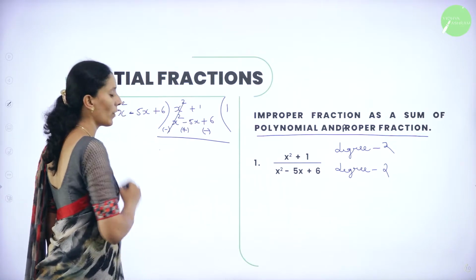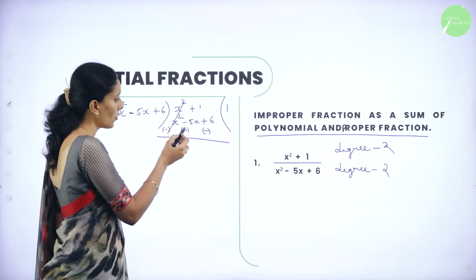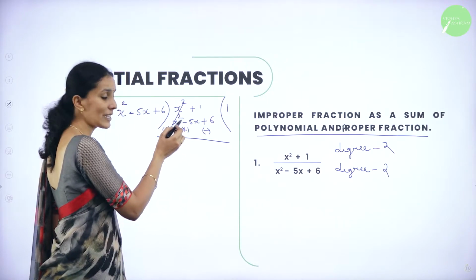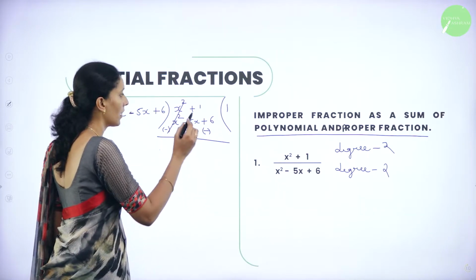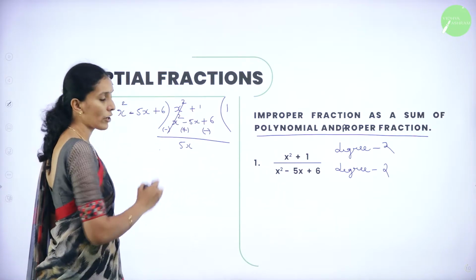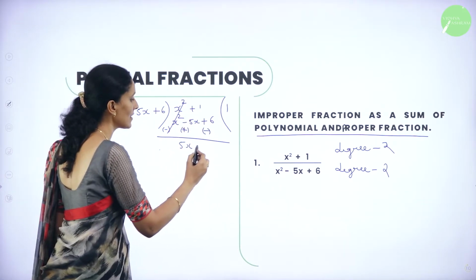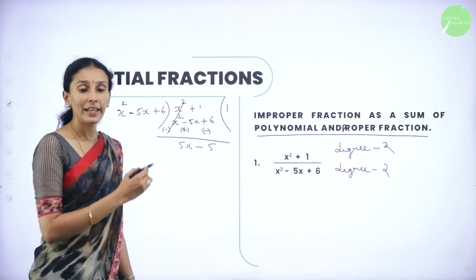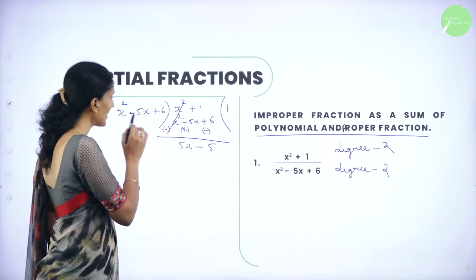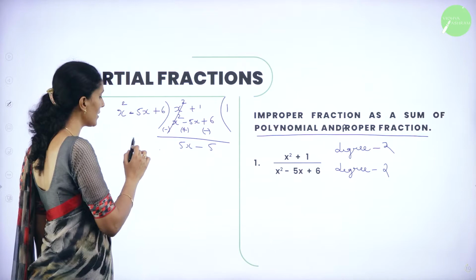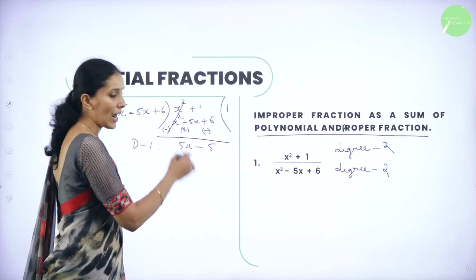Now, minus x square plus x square get cancelled. We don't have any x term here, so here we have an x term. That sign is changed, so minus 5x has now become 5x. Here we have a constant 1. Here we have a constant 6, but now it is minus 6. So 1 minus 6 is minus 5. We cannot divide it further. Why? Because the degree of this polynomial is less than this. Here its degree is 1 and here the degree is 2. So now we can't divide it.